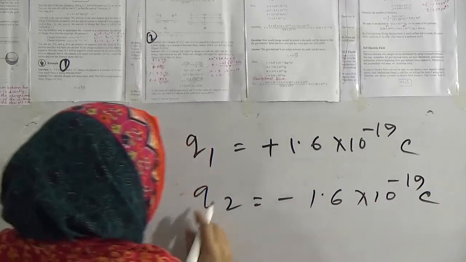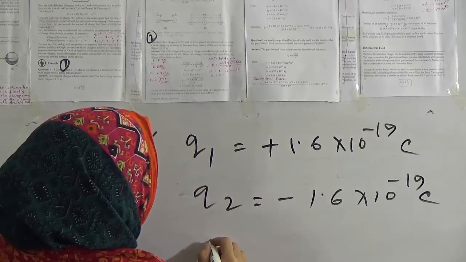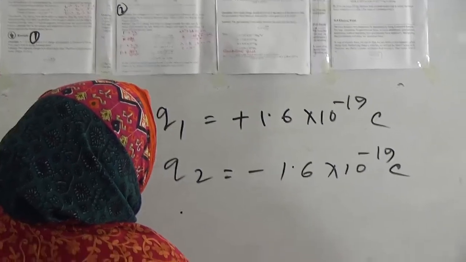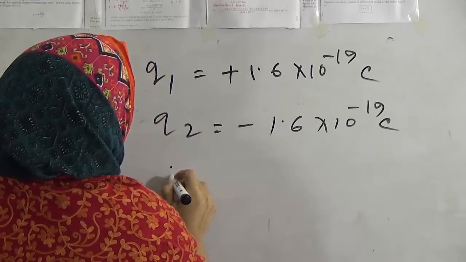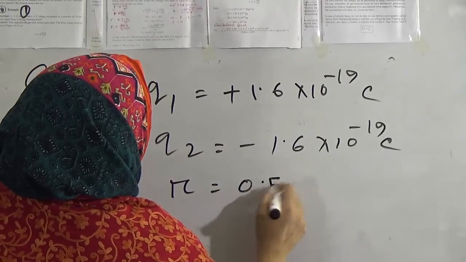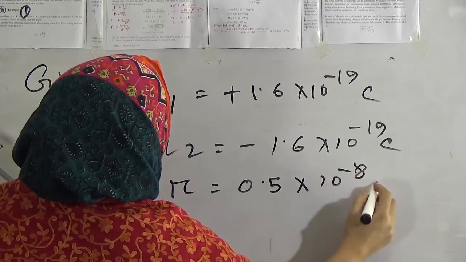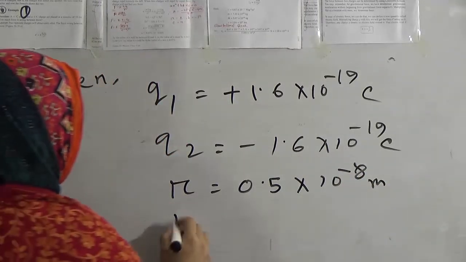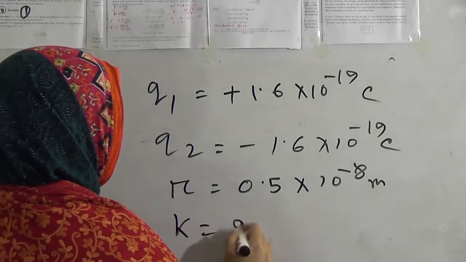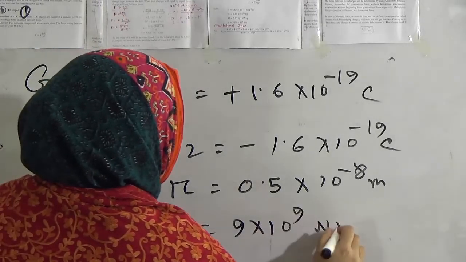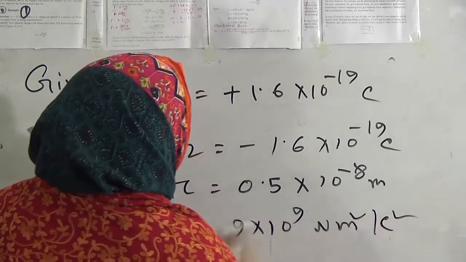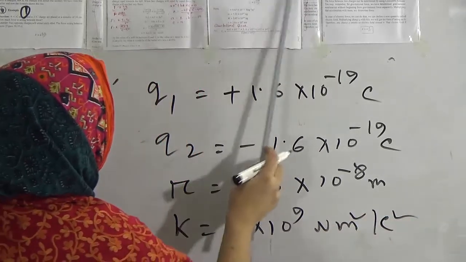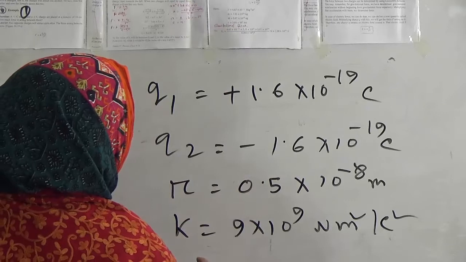The distance between them is 0.5 into 10 to the power minus 8 meter according to the question, and we know the value of K equals 9 into 10 to the power 9 Newton meter square per Coulomb square. My dear students, we have to find out how much attraction there is between them.